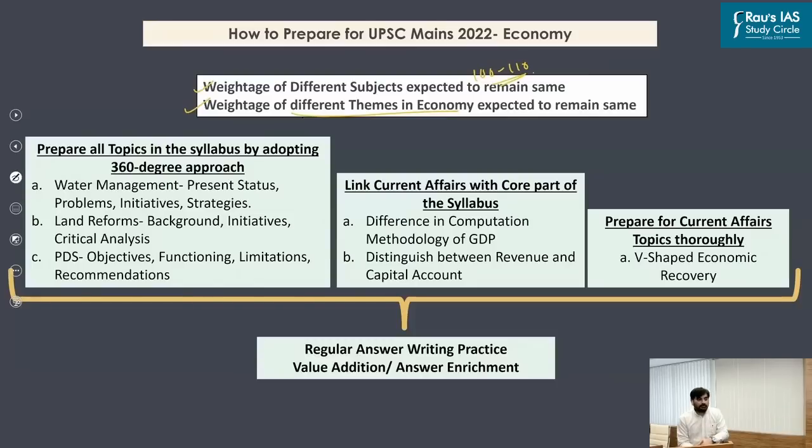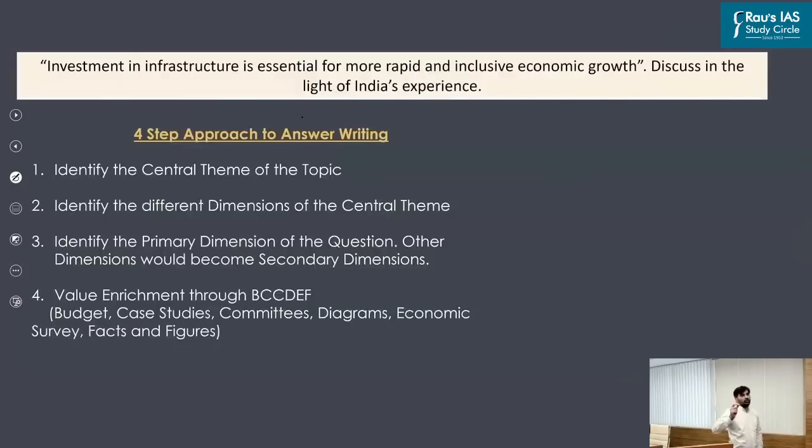I hope we are clear now. So far, first and foremost, we have discussed the GS paper 3. Secondly, we have understood the key takeaways on how you should prepare for next year's mains examination. Now I'm going into the discussion of a particular question asked in this year's mains examination. The question here is: investment in infrastructure is essential for more rapid and inclusive economic growth. Discuss in the light of India's experience.